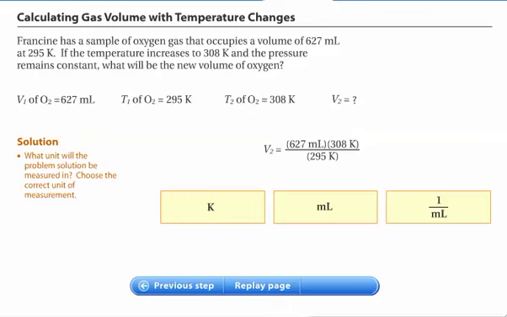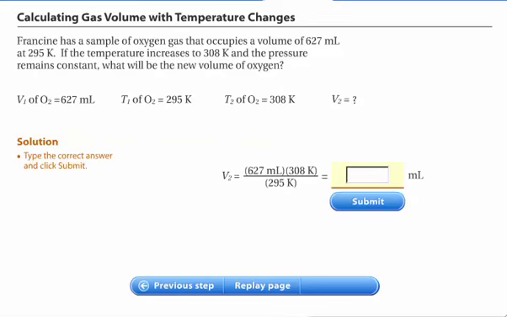Now let's think about what unit our answer will be in. Notice that the Kelvin is in the denominator and the numerator. Those two are going to cancel out, which will leave only milliliters, which makes sense because we want our answer to be a volume. Finally, we just have to put the numbers in our calculator.